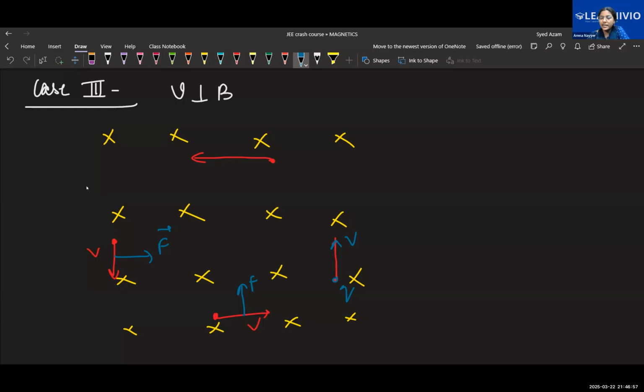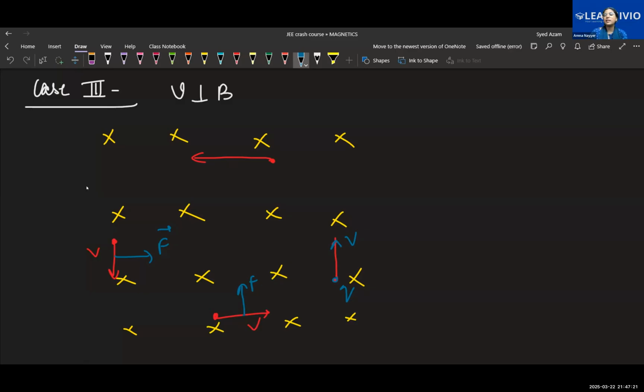Keep your right hand along the direction of velocity. Yes, Upasna? Into the page. The magnetic field is into the page. Towards the left. Towards the left, right. See, this is how we are putting our palm, curling towards the magnetic field, which is inside.